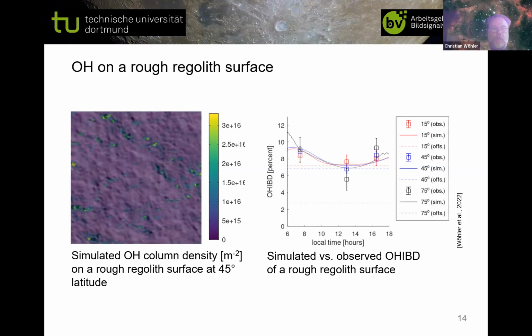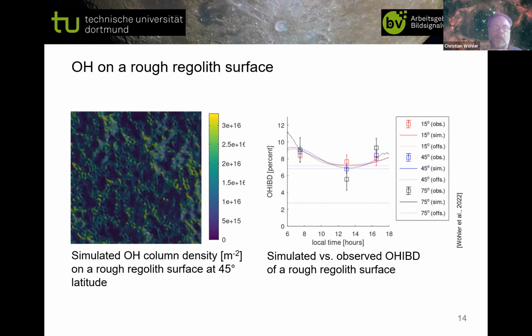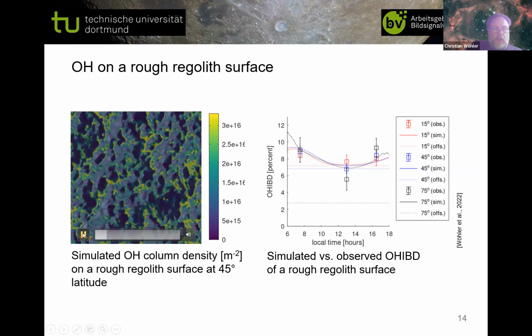And then the hydration comes back in the lunar afternoon, but please don't believe too much of this. This is ongoing work, and we are currently examining this in more detail.